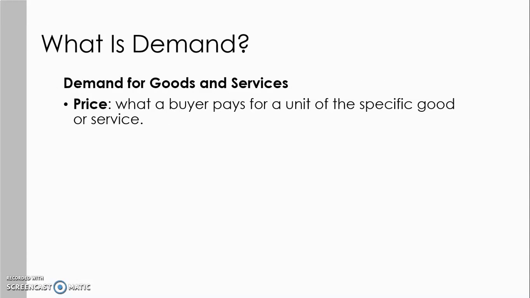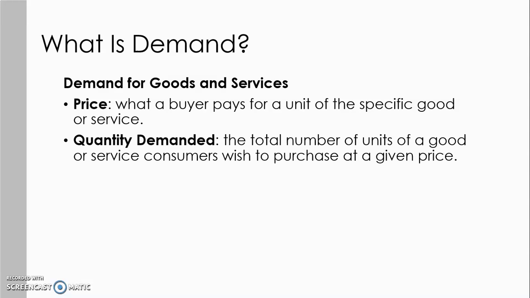Demand involves a couple of parameters. One is the price. That's what the buyer has to pay for a unit of the specific good or service. The other is the quantity demanded. That's the total number of units of a good or service consumers want to purchase at a given price.